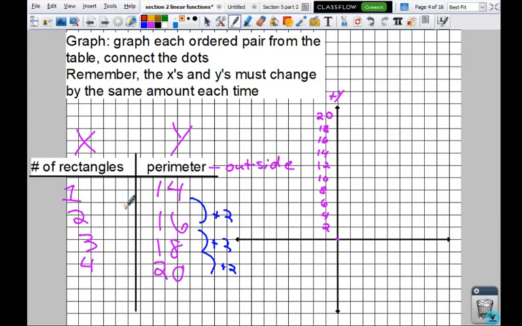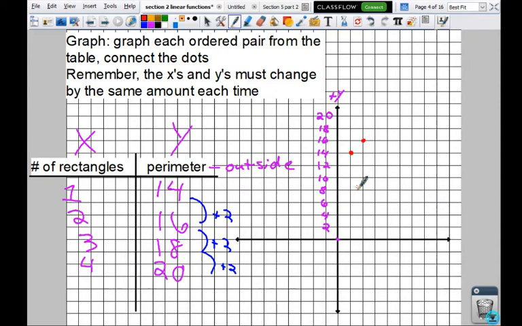We just need to actually graph it now. So I'm going to go through. I have my x and my y, and remember they match up left and right. So my x is 1, my y is 14. So I'm going to go over 1 up to 14. I'm going to put my dot. And I'm going to keep going. My next is 2, 16. I'm going to count over from the middle. I'm going to count over 1, 2. Then I'm going to go all the way up to 16.